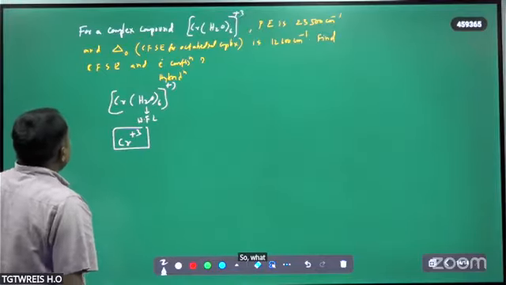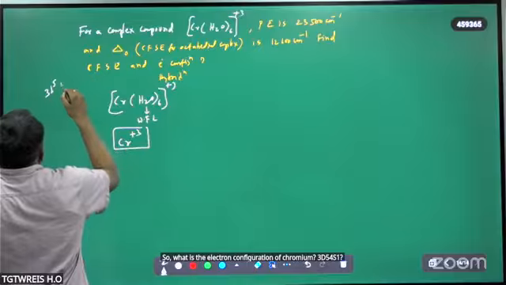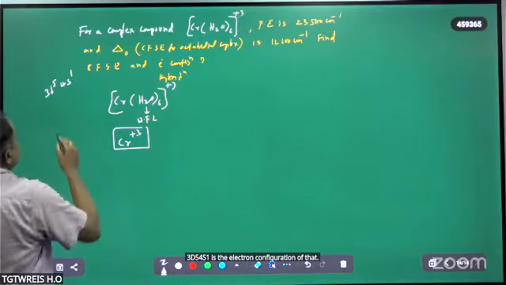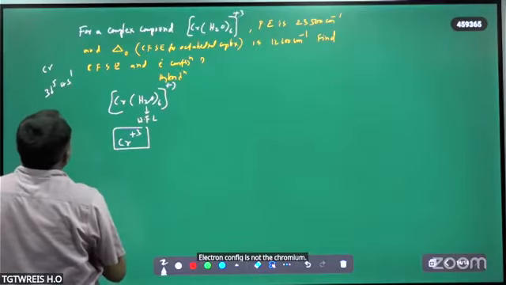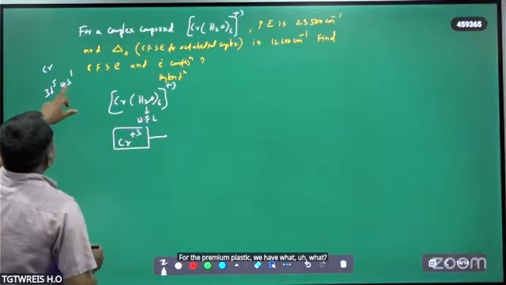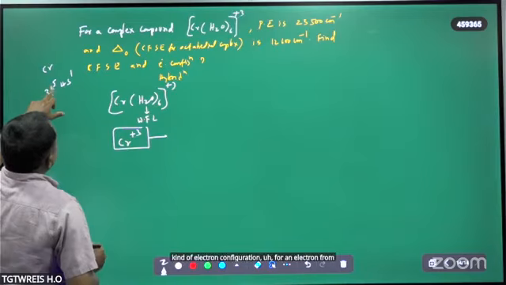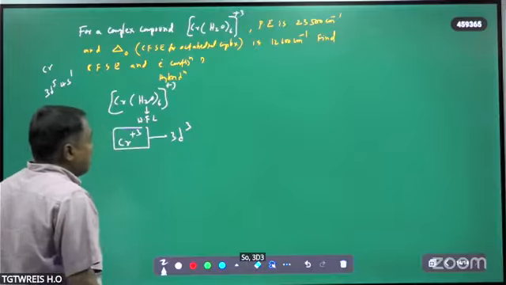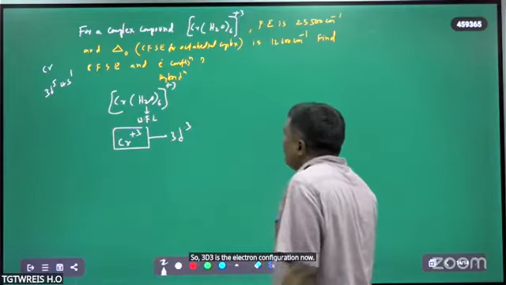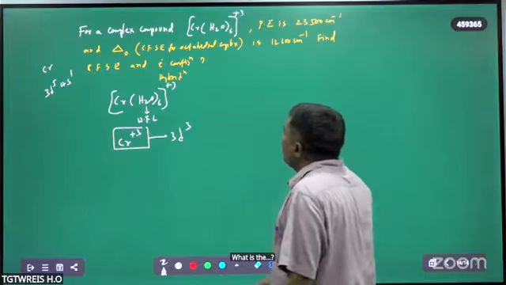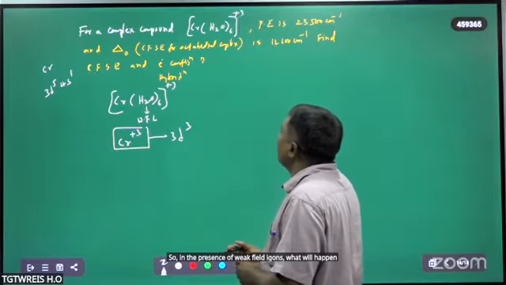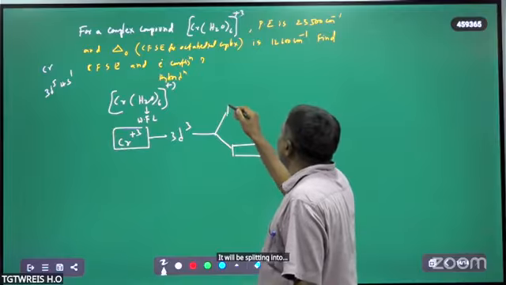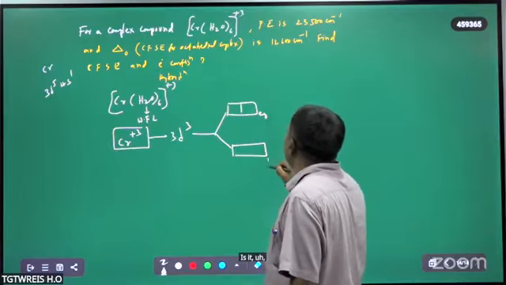So what is the electron configuration of chromium? 3d5 4s1 is the electron configuration of chromium. But in chromium +3, we have what kind of electron configuration? One electron from 4s and 2 electrons from 3d are removed, therefore d3 or 3d3. So 3d3 is the electron configuration now. In the presence of weak field ligands, what will happen? It will split into t2g and eg.